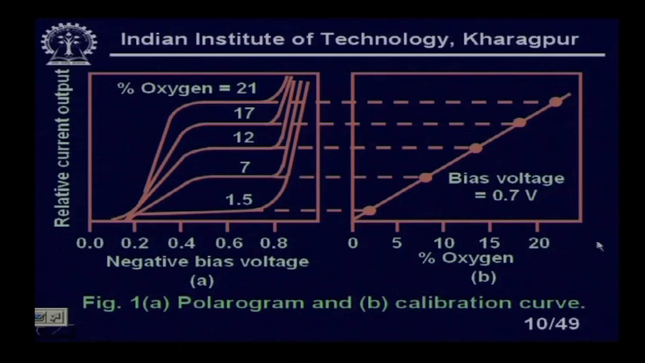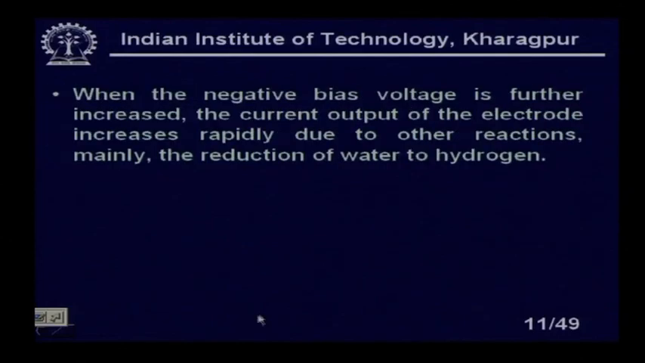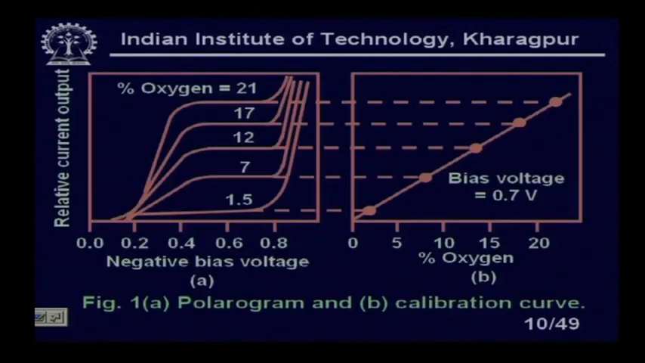Now, in the subsequent slide you see this is a calibration curve. So, I have plotted here the bias voltage, okay. Here bias voltage is 0.7 volt, I have plotted the percentage oxygen on the x axis, okay, and I am getting the relative current. So, it is almost a linear curve as you can see, right. This is called the calibration curve, clear. When the negative bias voltage is further increased, the current output of the electrode increases rapidly due to other reactions. Let us go back.